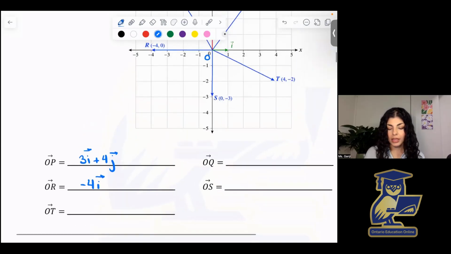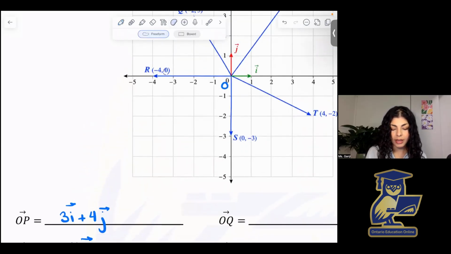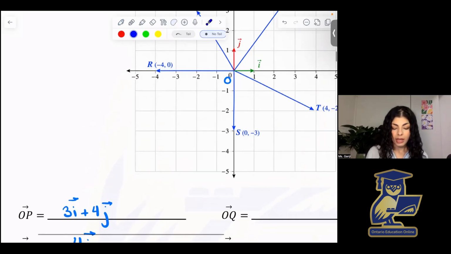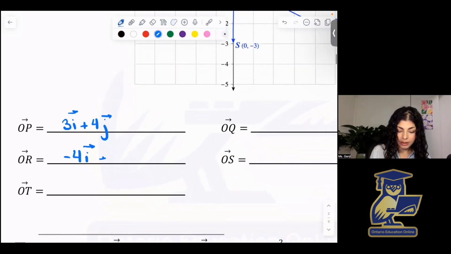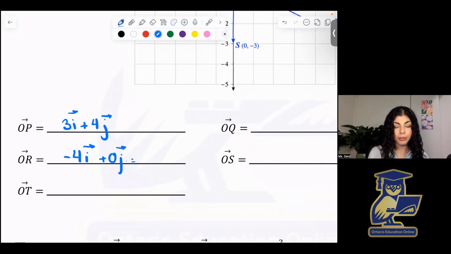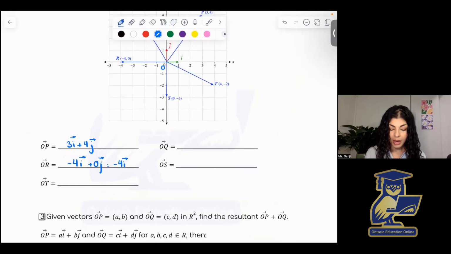But we see that for j, the b component is 0. So really, this is plus 0j, which, because this is a scalar multiple, would give you the 0 vector, and we don't need to write the 0 vector. So this is just -4i.